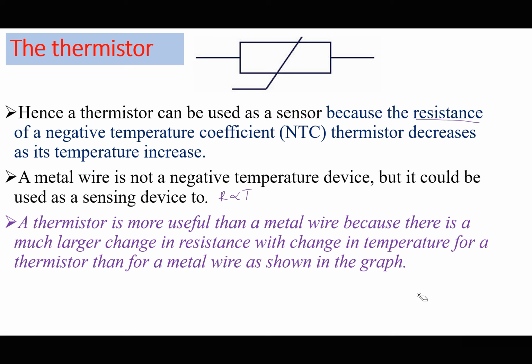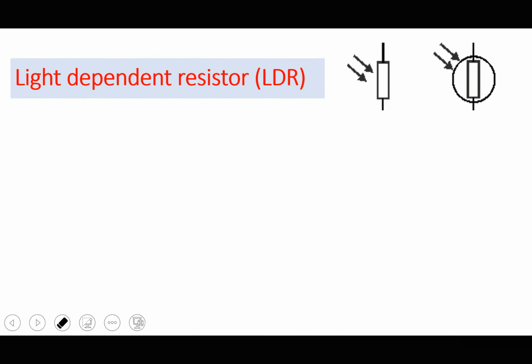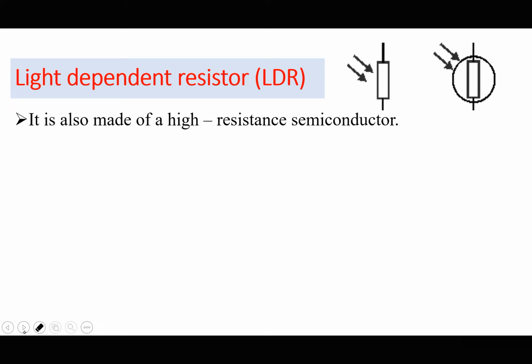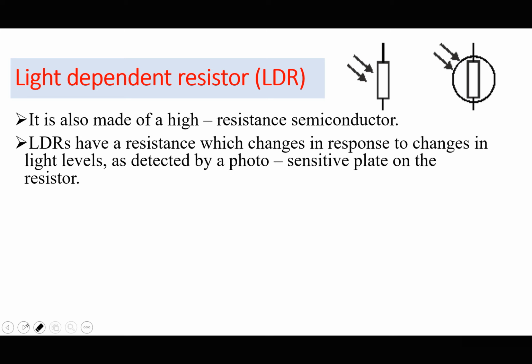Okay, let's also talk about the LDR, or the light dependent resistor, which is also going to be negative coefficient, but this time it will not be temperature, it will instead be light, negative light coefficient. So the LDR is also made up of a semiconductor just like a thermistor. LDRs have a resistance which changes in response to changes in the light levels as detected by a photosensitive plate on the resistor, a plate which is sensitive to light.